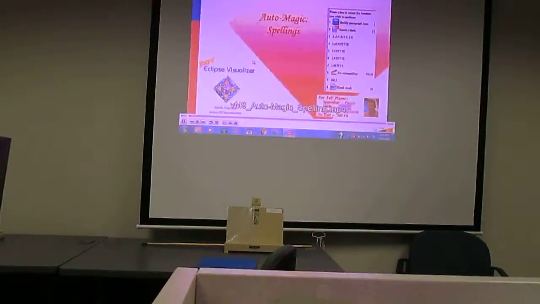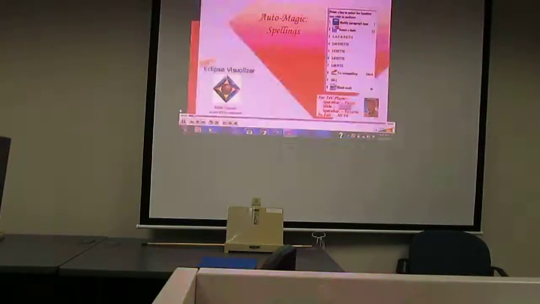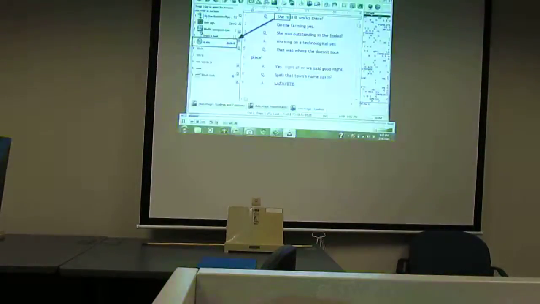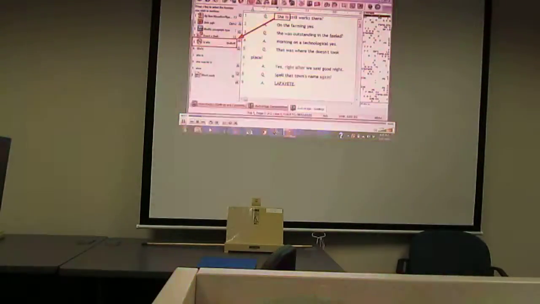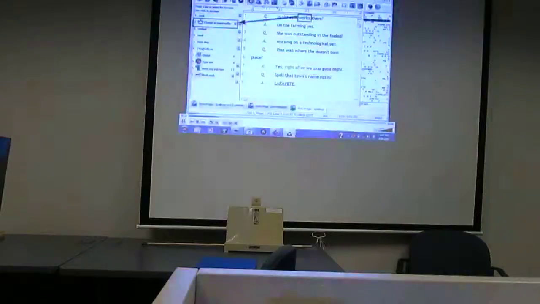Let's see some of the ways that AutoMagic helps you prevent spelling errors as you work. Word reversals are just one of the small problems that AutoMagic understands. This question should have been, is she still working there? Pressing 5 is a fast way to reverse these words. This should have been working, but I need a different suffix. Pressing 2 here would be a fast way to pick suffix ing.